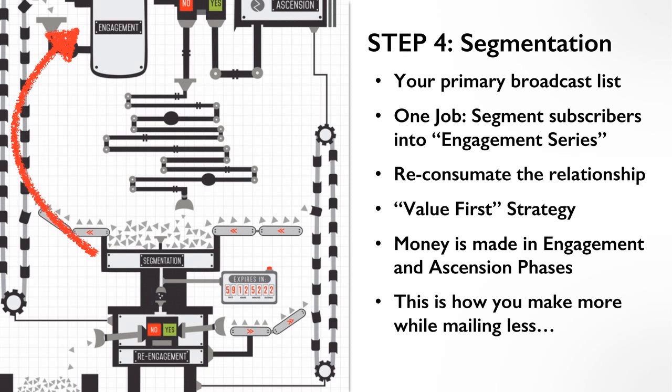So this is your primary broadcast list. This is where you're sending out your email newsletter. This is your primary broadcast list. Now, here's the thing.